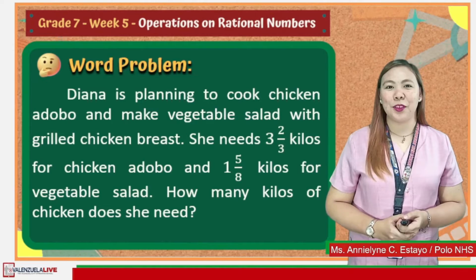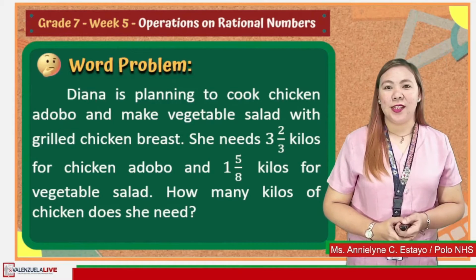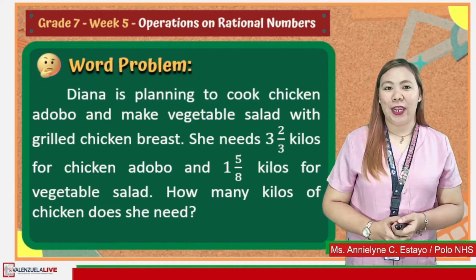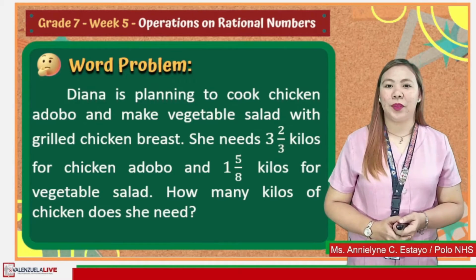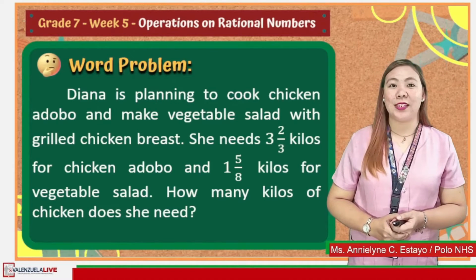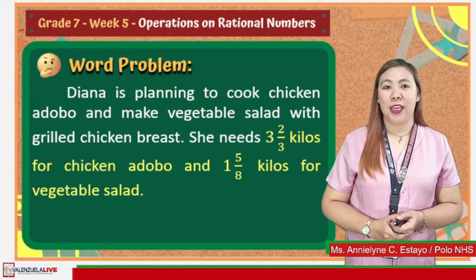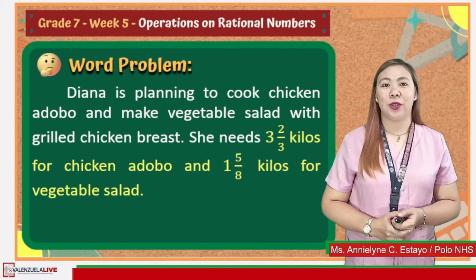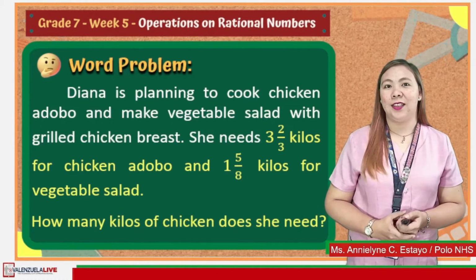Diana is planning to cook chicken adobo and make vegetable salad with grilled chicken breast. She needs 3 and 2/3 kilos for chicken adobo and 1 and 5/8 kilos for vegetable salad. How many kilos of chicken does she need? We will use Polya's problem-solving strategy. First is to analyze the problem. Diana needs 3 and 2/3 kilos for chicken adobo and 1 and 5/8 kilos for vegetable salad. The question is, how many kilos of chicken does she need?